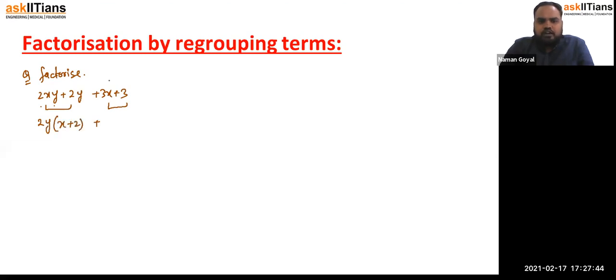Now what do we take common? x plus 1, sorry, not 2, it gives x plus 1 because 2 we have already taken common, right? So it is not 2, it is 1. Okay, now we can take 3 common, it gives x plus 1.